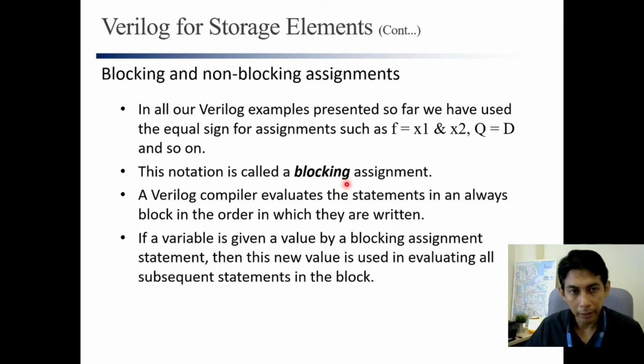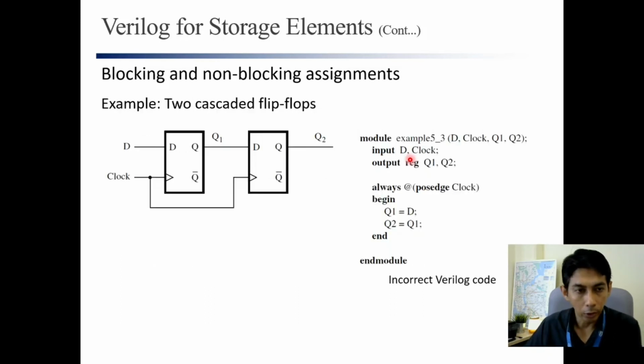So remember when we use the equal symbol like this, this is actually blocking assignment. So what is blocking assignment? Blocking assignment is this. When we design or model our sequential circuit, especially the flip-flop, and we want to design the circuit like this, cascaded flip-flops, where the output of the first flip-flop is connected to the input of the second flip-flop.